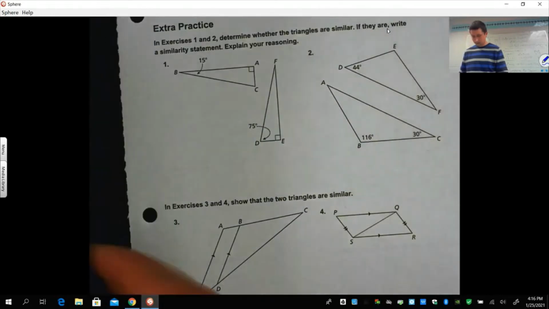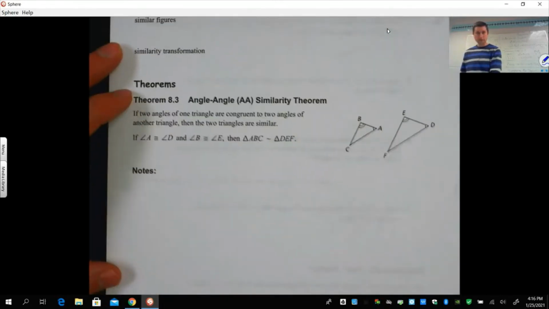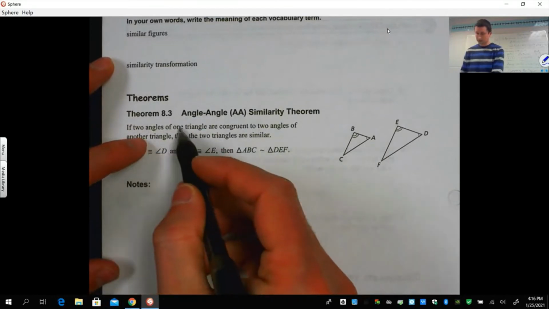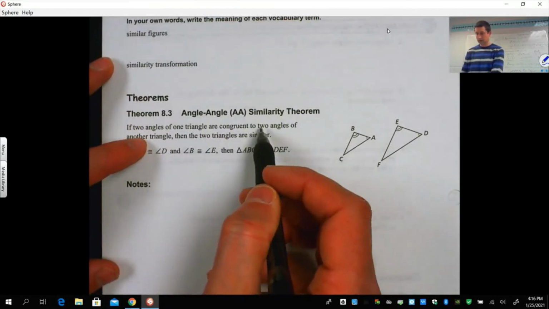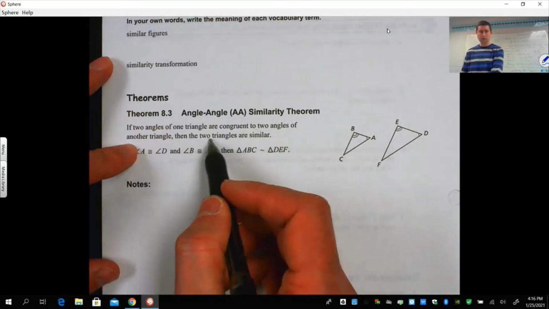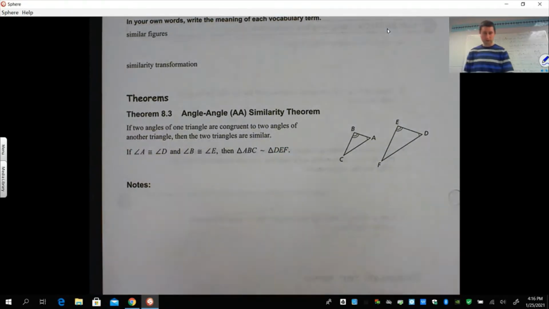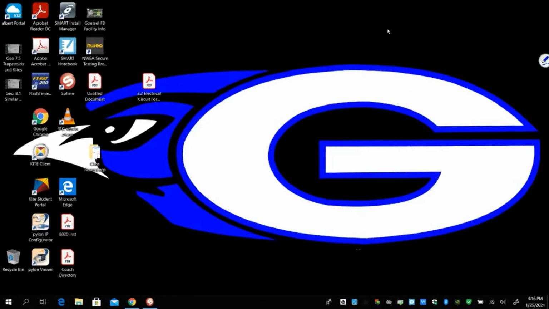So when we go to page 228, that is what they refer to as the angle-angle similarity theorem. If two angles of one triangle are congruent to two angles of another triangle, then the two triangles are similar. Now, a couple unique situations where this plays out. They like to use parallel lines with these sort of situations.